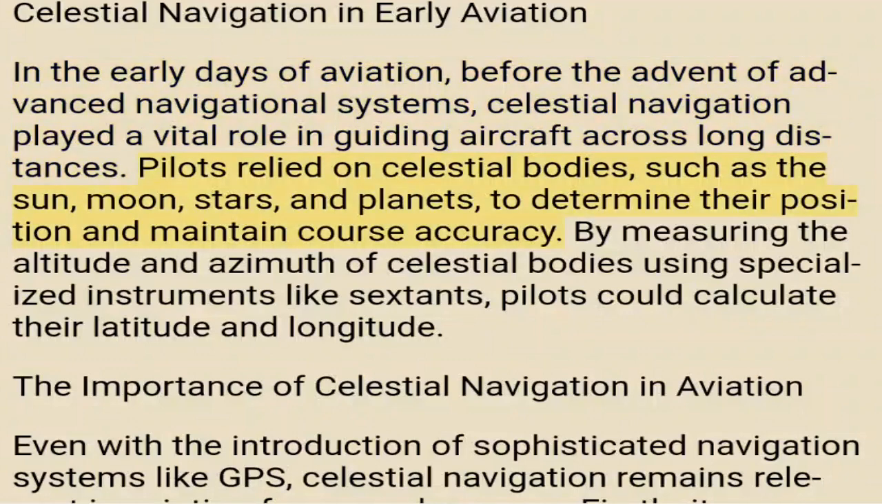Pilots relied on celestial bodies, such as the sun, moon, stars, and planets, to determine their position and maintain course accuracy. By measuring the altitude and azimuth of celestial bodies using specialized instruments like sextants, pilots could calculate their latitude and longitude.